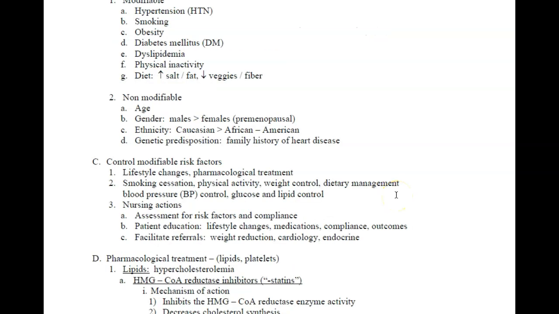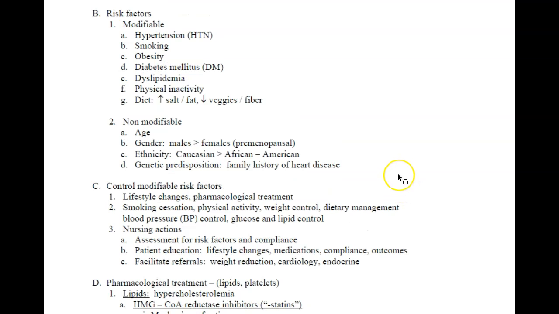So again, how do we prevent CAD? Well, we need to control what we can control, right? Which are the modifiable risk factors. So one, we need to advise our patients on lifestyle changes, and definitely pharmacological treatment. If they're already on medication for their cholesterol, or for their blood pressure, it is very important to be compliant with it. Number 2, smoking cessation, physical activity, weight control, dietary management, blood pressure control, and including sugar and lipid control. Those are things that will help prevent CAD.